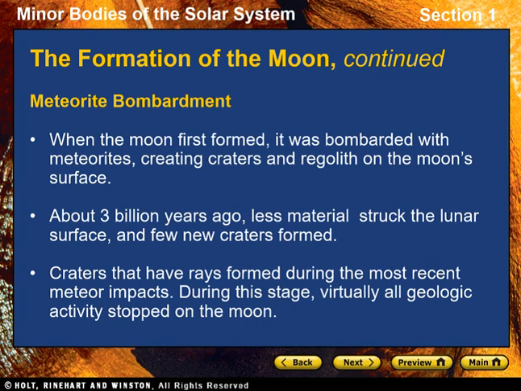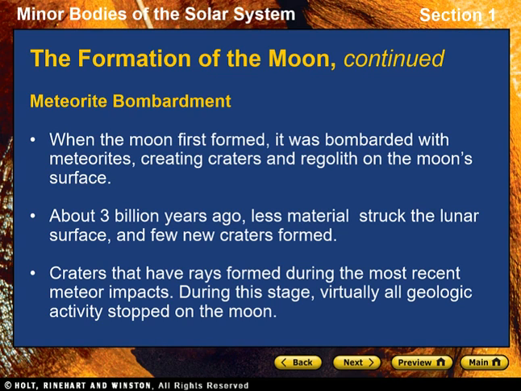Meteorite bombardment. The outer surface of the moon eventually cooled to form a thick, solid crust over the molten interior. At the same time, debris left over from the formation of the solar system struck the solid surface and produced craters and regolith. About 3 billion years ago, the number of small objects in the solar system decreased. Less material struck the lunar surface, and few newer craters were formed. Craters that have rays formed during the most recent meteor impacts.